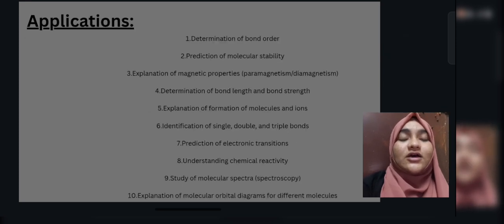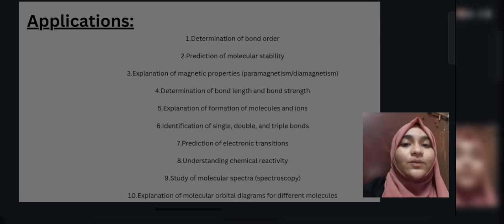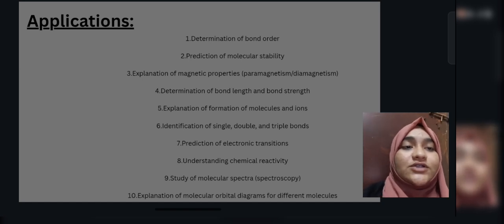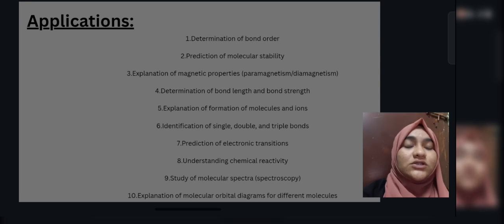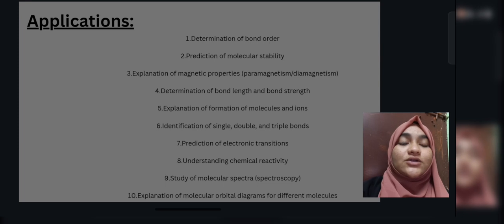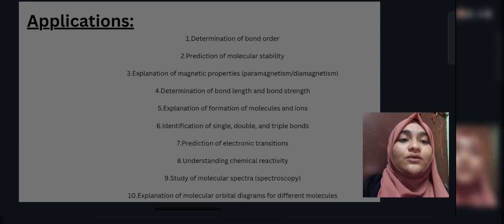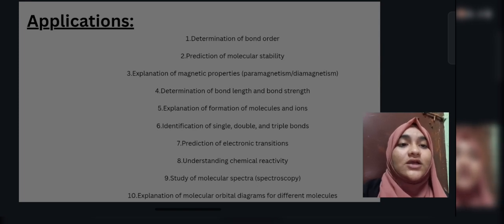And next, applications of the molecular orbital theory. Applications means where we use the molecular orbital theory. First, determination of the bond order. Second, prediction of the molecular stability. It explains magnetic properties like paramagnetism and diamagnetism of the molecules, which are formed by two atoms or more than two atoms.